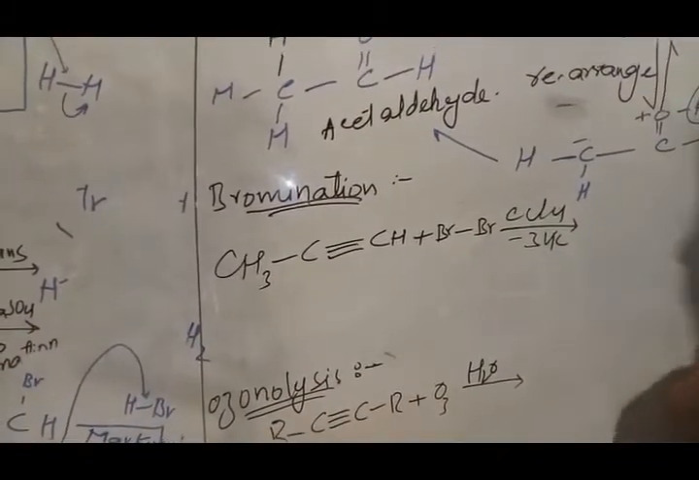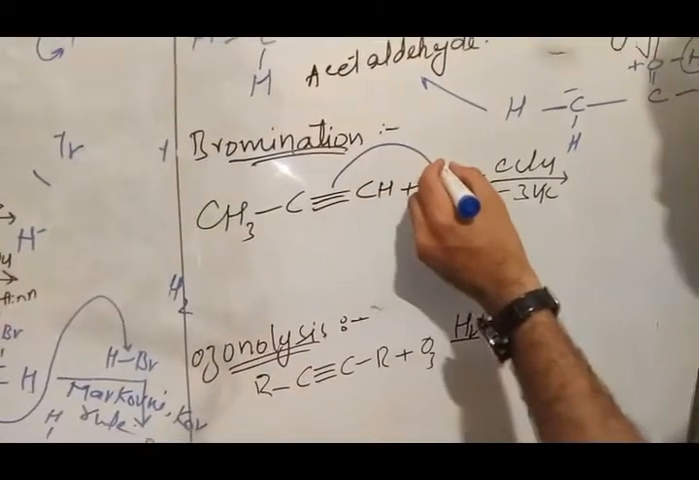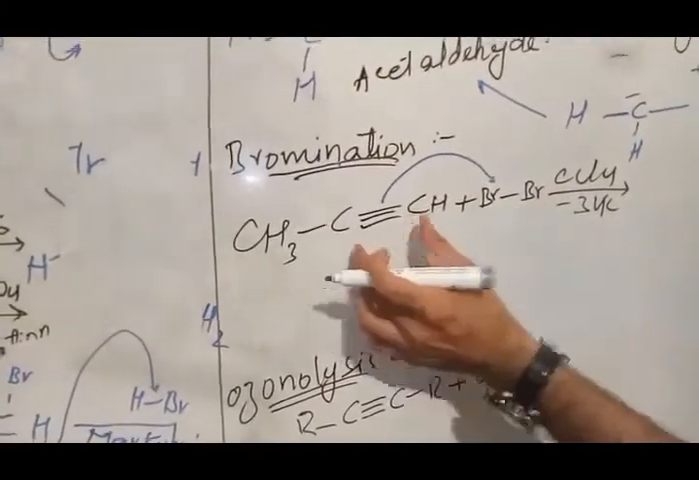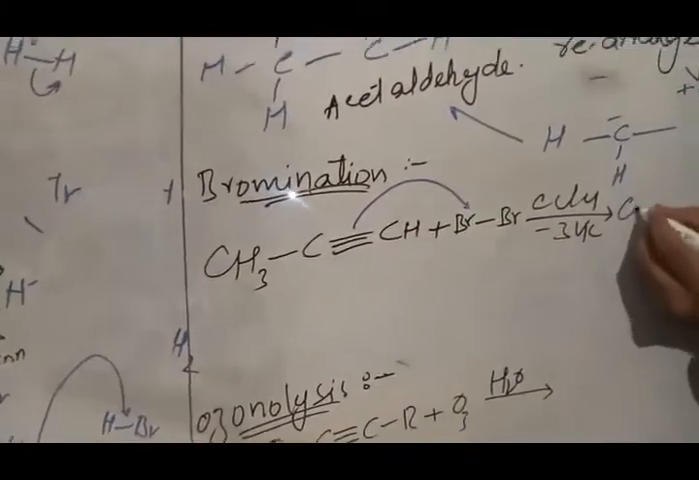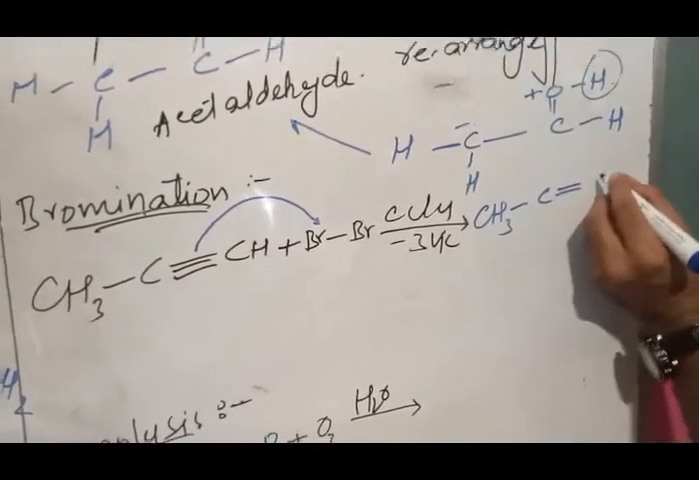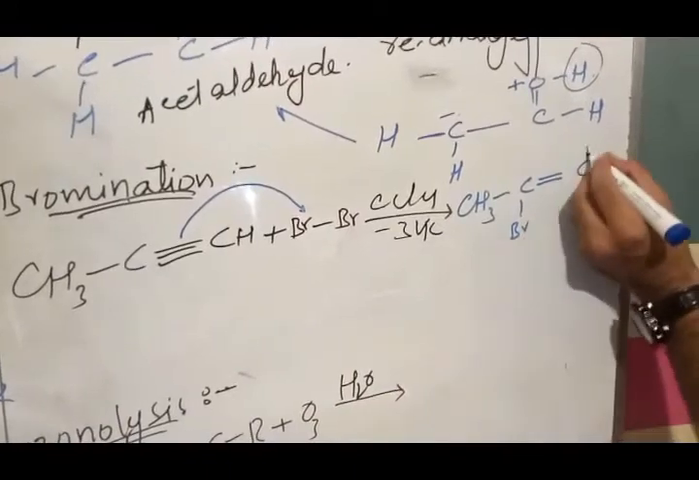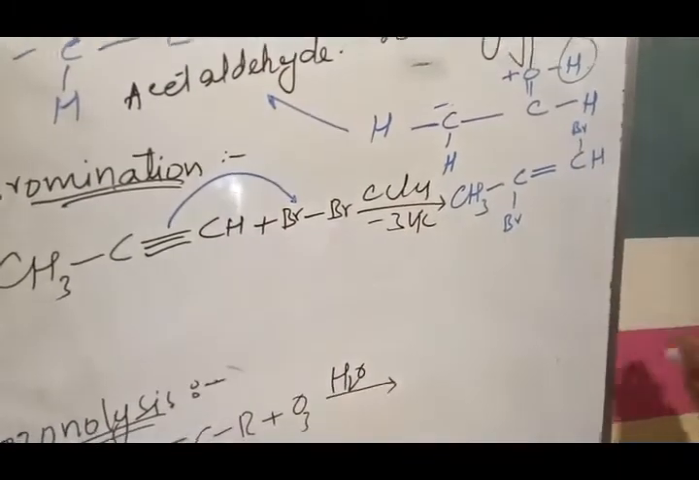Bromination means addition of bromine to alkyne. So the mechanism is the same as we have done earlier. The arrow will come from this side to bromine, and first two bromines will attach to this molecule, CH3 single bond C double bond CH. One bromine at this side, one bromine at this side.